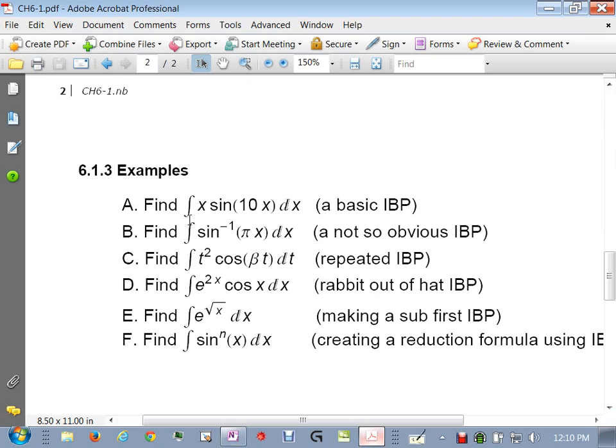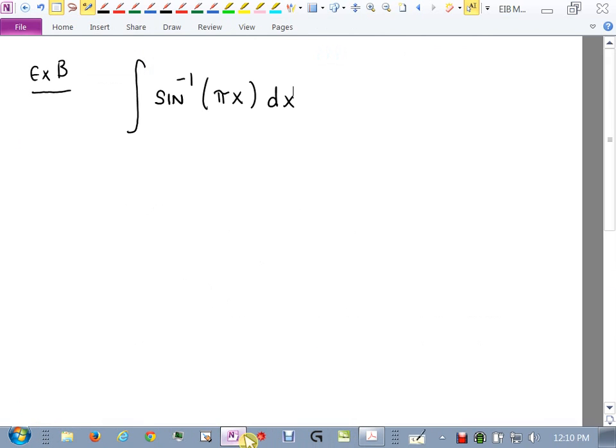The example we just did was an example of a basic integration by parts. You pick a u, you pick what's v prime, you make your table, you grind it out, you're done. This is an example of an integration by parts that's not so obvious. So right now, why is it that this is not an obvious integration by parts? It's only one part, right? You look at this, you only see really one thing, right? Arc sine of pi x.